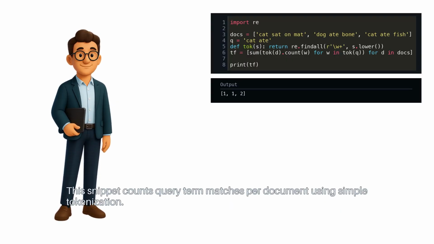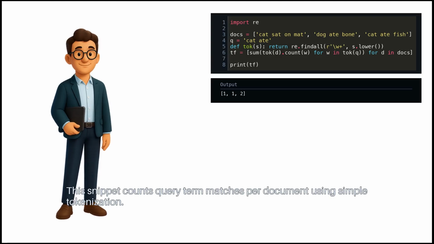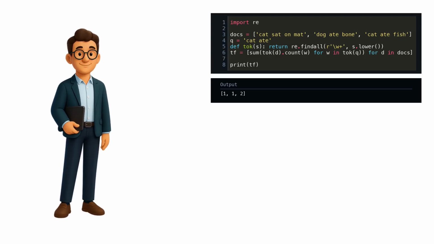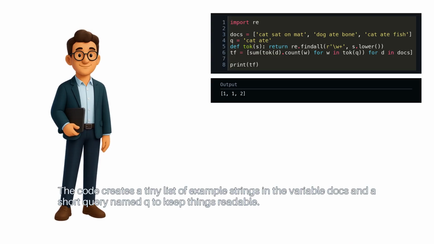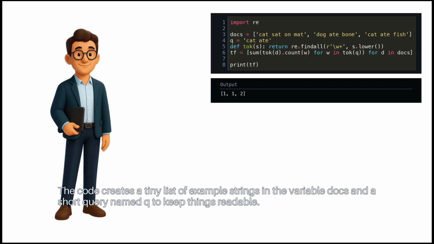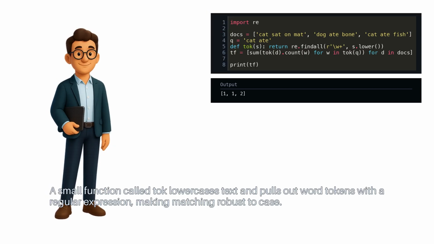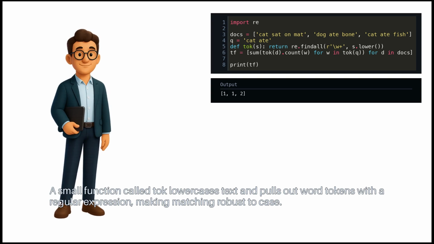This snippet counts query term matches per document using simple tokenization. The code creates a tiny list of example strings in the variable docs and a short query named q to keep things readable. A small function called talk lowercases text and pulls out word tokens with a regular expression, making matching robust to case.